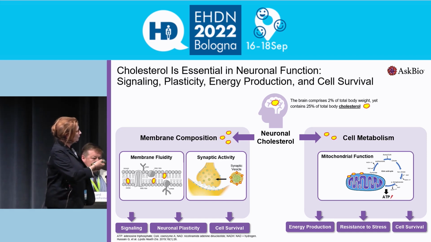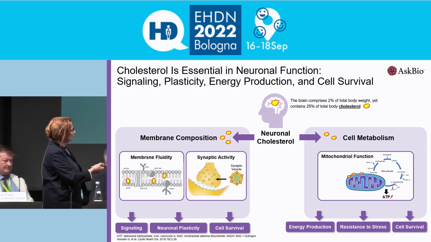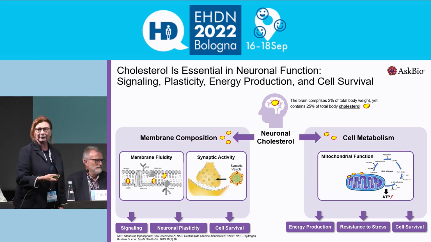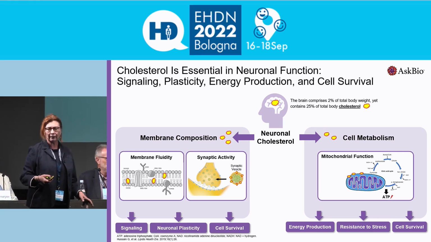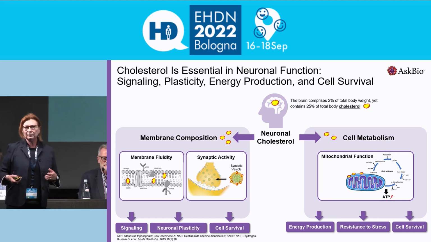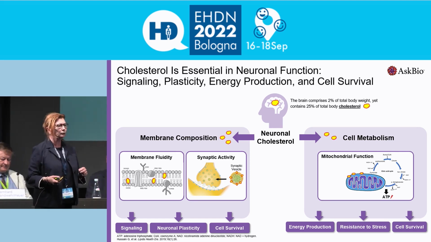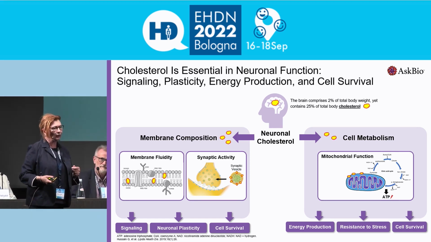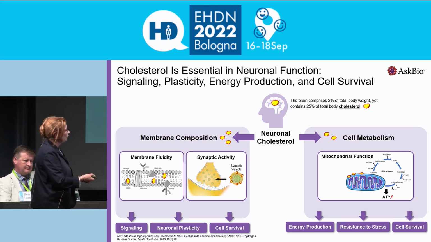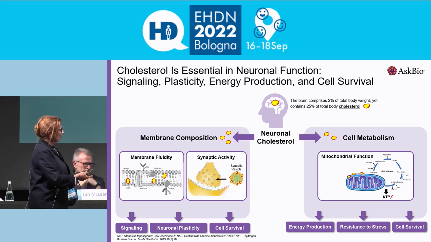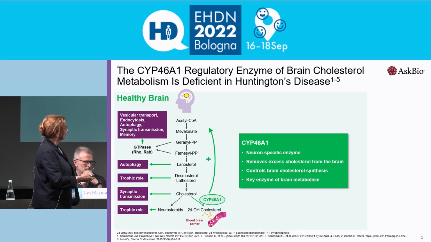But also neuronal cholesterol has a very important effect on cell metabolism, and particularly on the production of ATP by the mitochondria. And you know that ATP is extremely important for neuronal function. Neurons are extremely demanding cells in terms of energy. So at the end, this leads to stress accumulation and neuronal death.